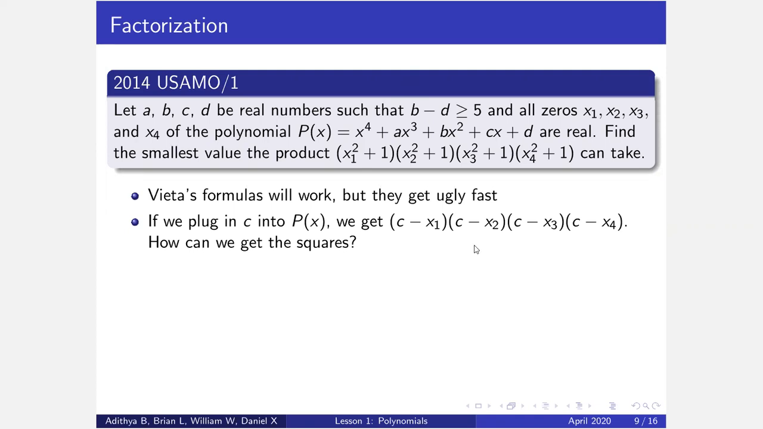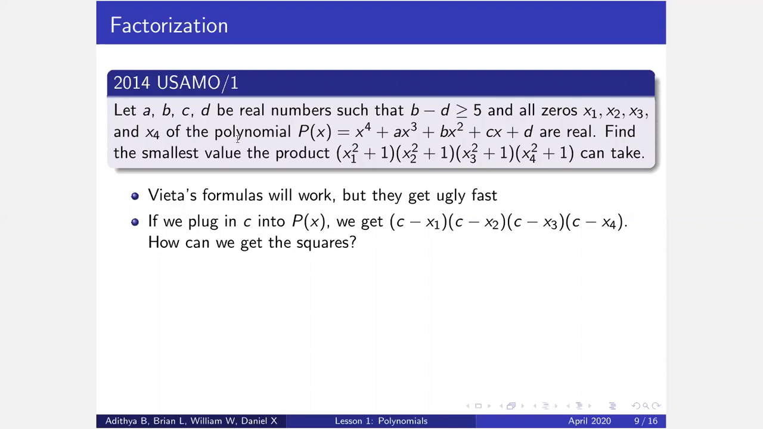So, although it looks like a sum of squares, it's actually also a difference of squares, right? Because x1 squared plus 1 is also just x1 squared minus negative 1, and so this gives you x1 plus i times x1 minus i, right? And then you can do the same for all the other three terms, right?